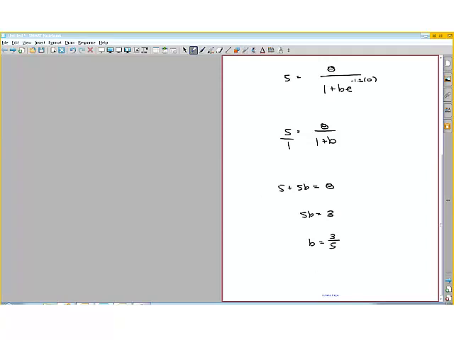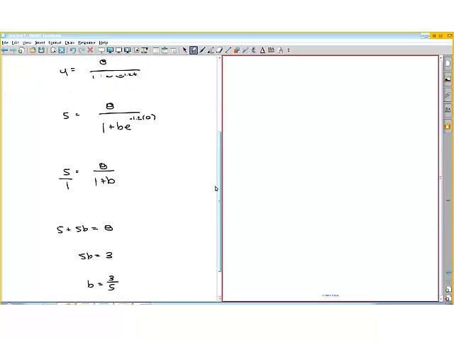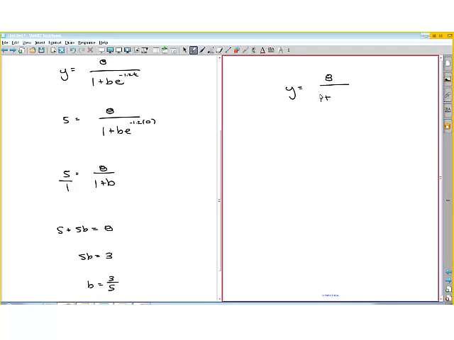Okay, so b is 3/5. So the final solution here is y equals 8 divided by 1 plus 3/5 e to the minus 1.2t. And that is the correct answer.